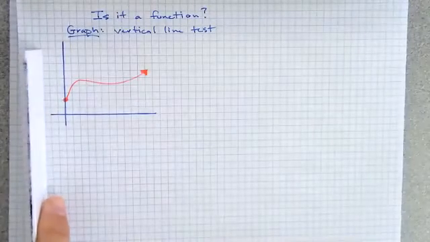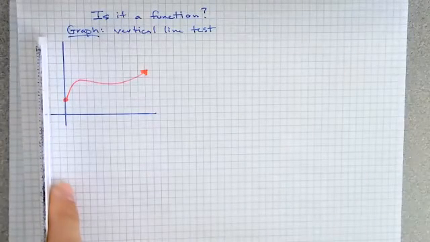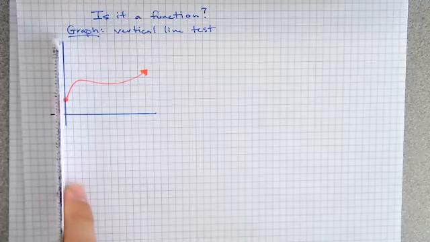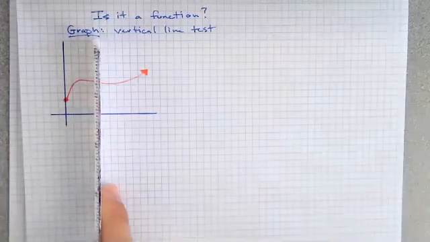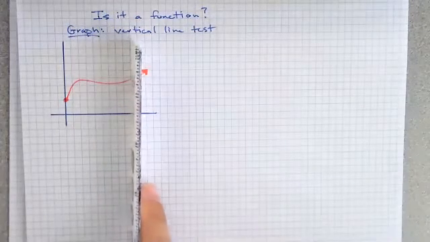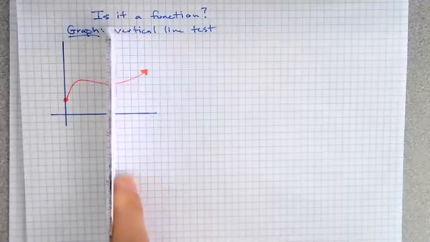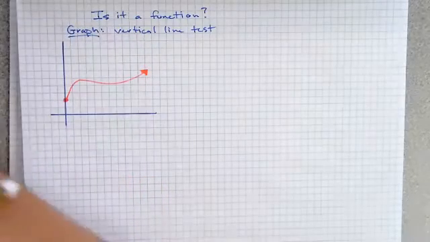Take a vertical line such as this ruler here, and as I'm moving the ruler across the graph, I'm looking to see if it ever touches the graph at more than one place. Okay, if it does not, then it is a function.